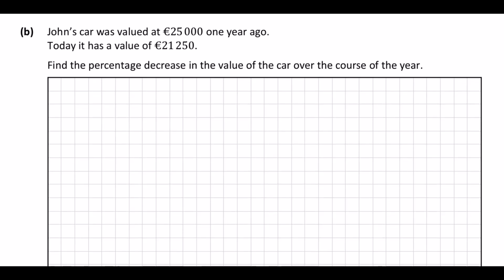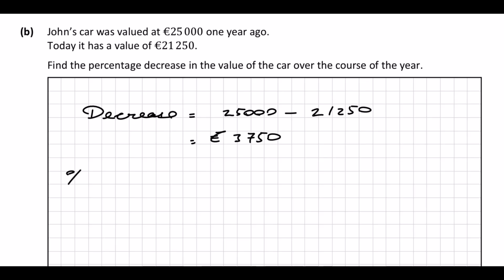John's car was valued at 25,000 euros 1 year ago. Today it has a value of 21,250 euros. Find the percentage decrease in the value of the car over the course of the year. So the first thing you would do is work out the decrease. The decrease is just the original value, which is 25,000 euros, subtract the current value, which is 21,250 euros. So it has decreased by 3,750 euros.